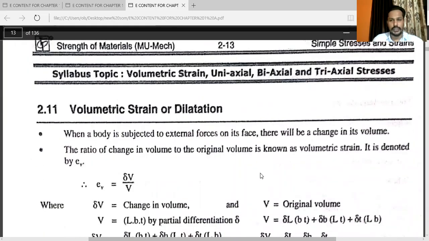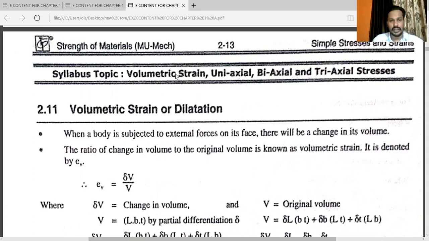In the next video, we will see volumetric strain, and uniaxial, biaxial and triaxial stresses.